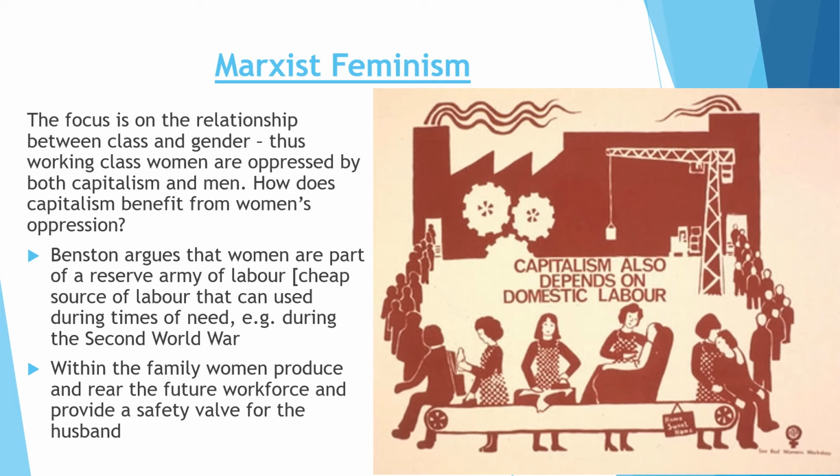So they talk about how there is a social class inequality. It talks about the impact of capitalism, the bourgeoisie and the proletariat. We've also got inequality between men and women, and the idea is that women are oppressed by capitalism and men. And we've got this idea of Benston, who talks about how women are this reserve army of labour, cheap labour, brought in during times of need, like the Second World War, and then dropped as soon as the men returned home or are no longer needed.